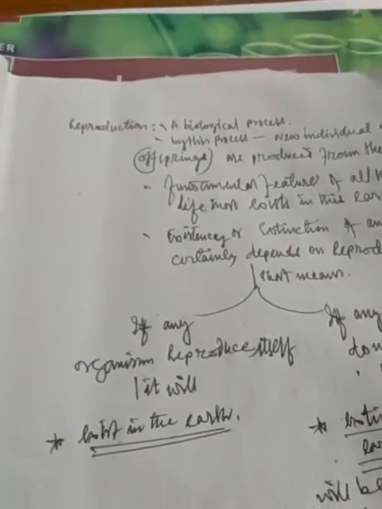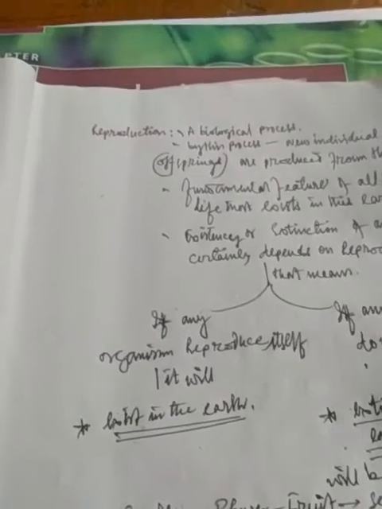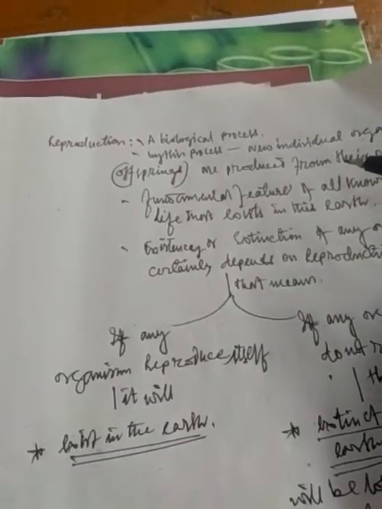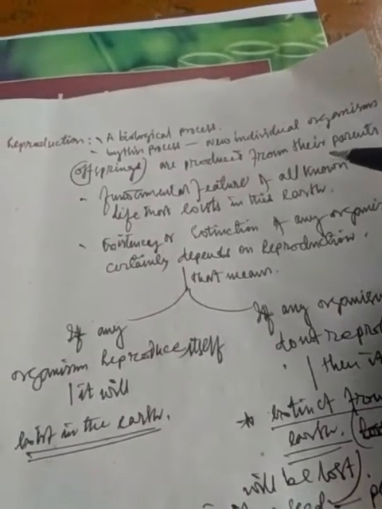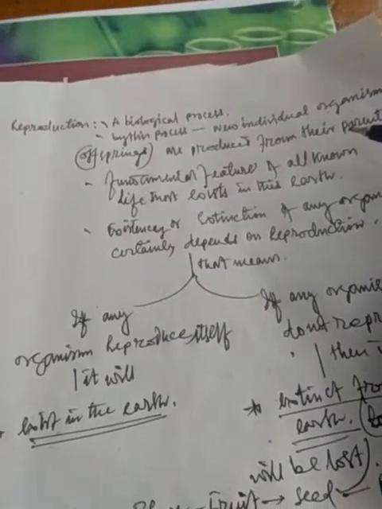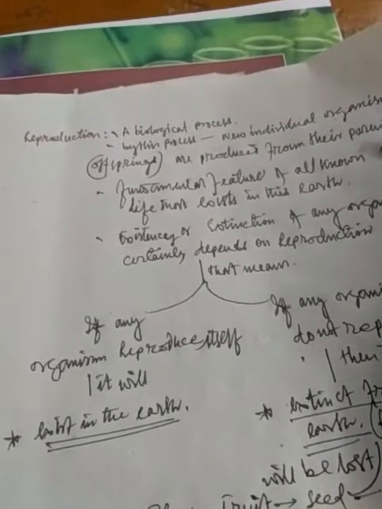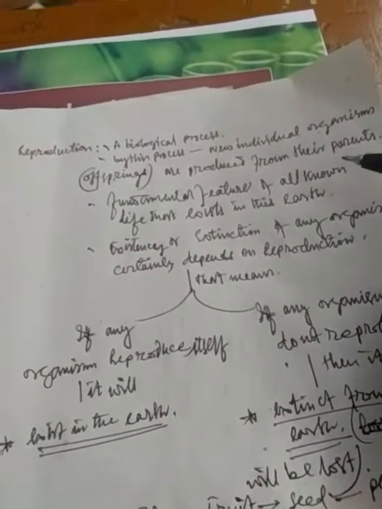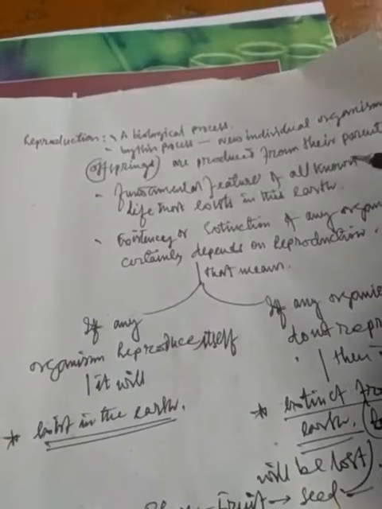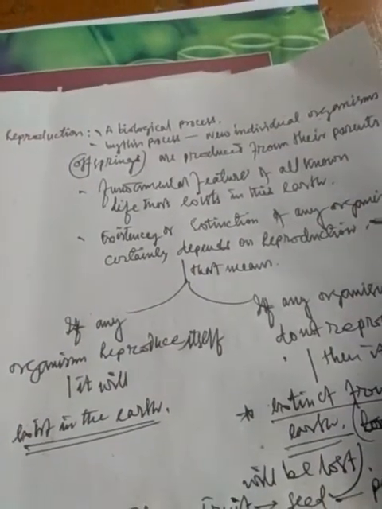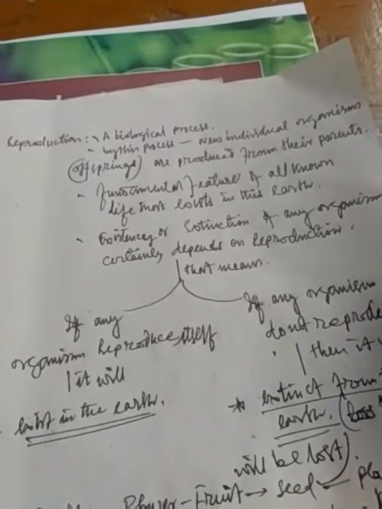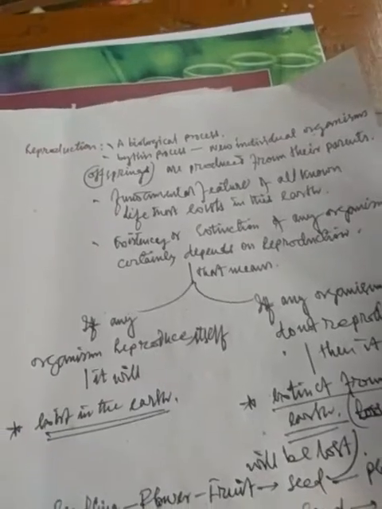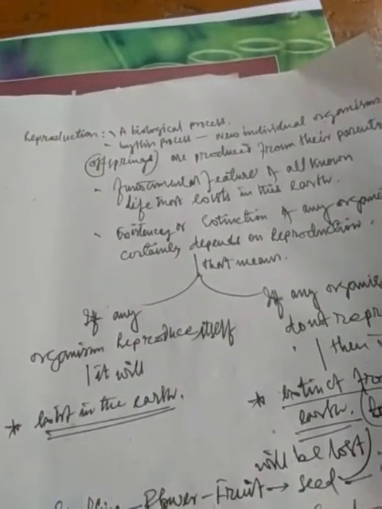First we have to understand what is reproduction. Reproduction is a biological process, and by this process all individual organisms reproduce themselves. That means by this process new individual organisms, which will be known as offspring, are produced from the parent organisms.